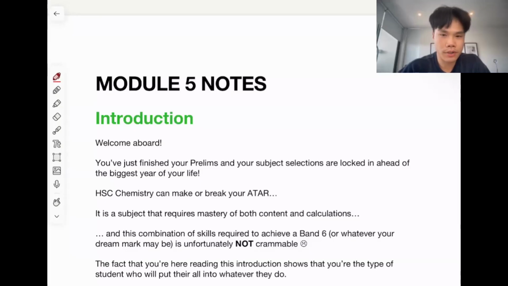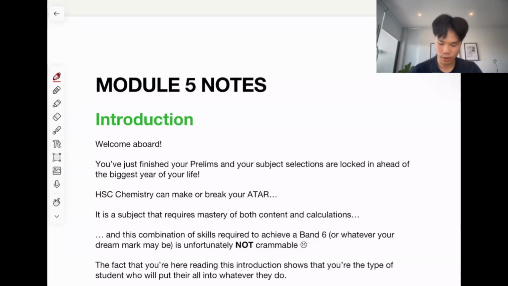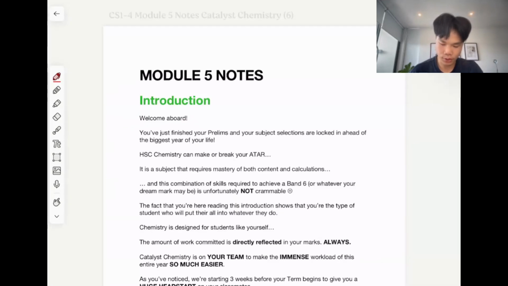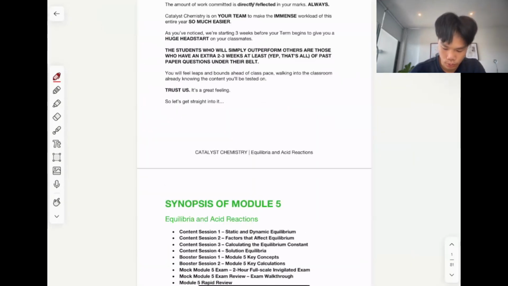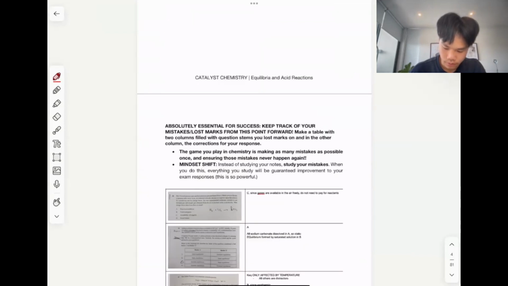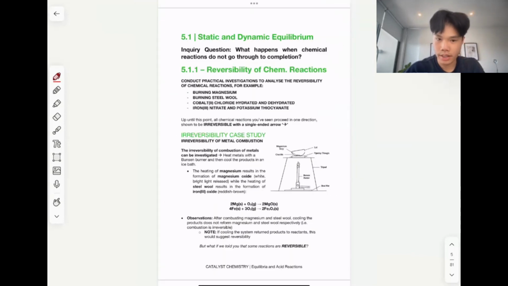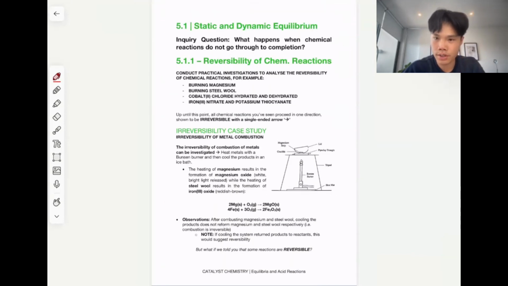So throughout, stop me if you have any specific questions and I'll just whiz through. So mod 5, as you should know, is equilibria and acid reactions. And let's work through it all. Okay. And the notes are in the chat. Can everyone see those? They should have come through now.